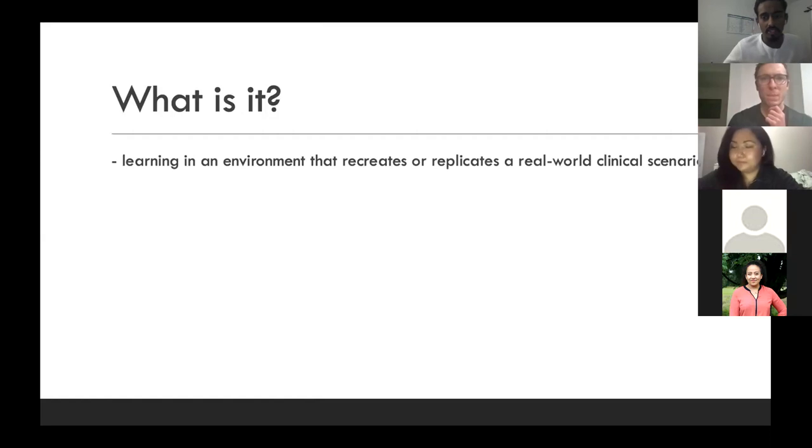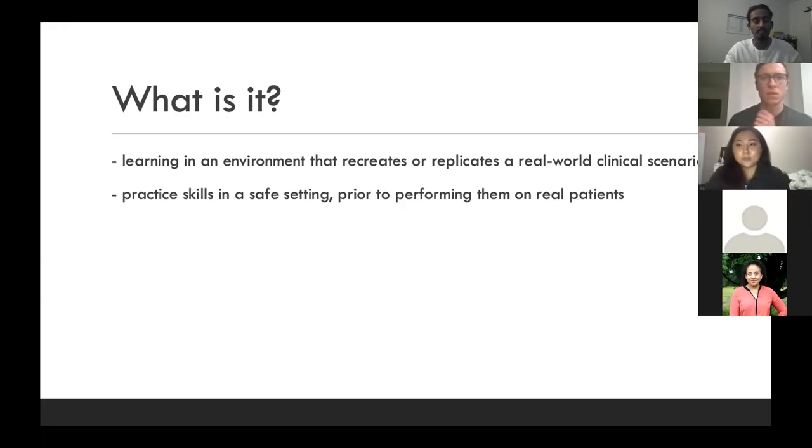So simulation is essentially learning in an environment that recreates or replicates a real world clinical setting. As you can imagine, it's not the exact situation that you will be in when you're in the operating room, but it comes pretty close. We'll get into some of the skills that we work on and how we work on them, and you'll see that it's quite a real replication of what we do in clinical practice.